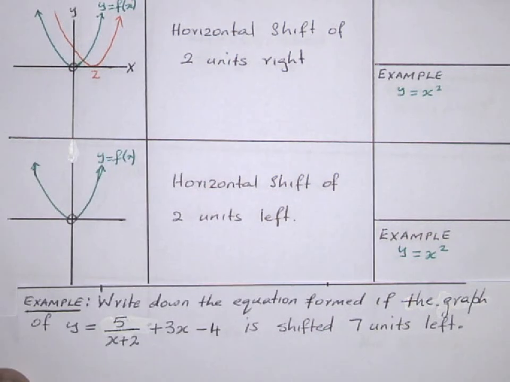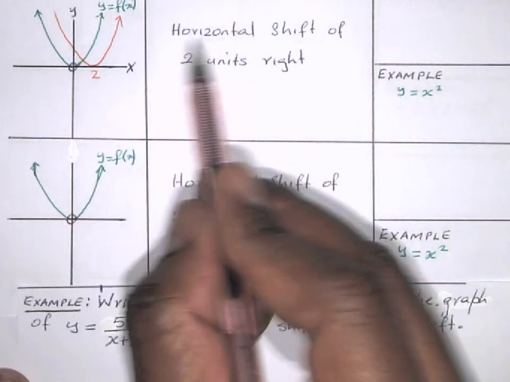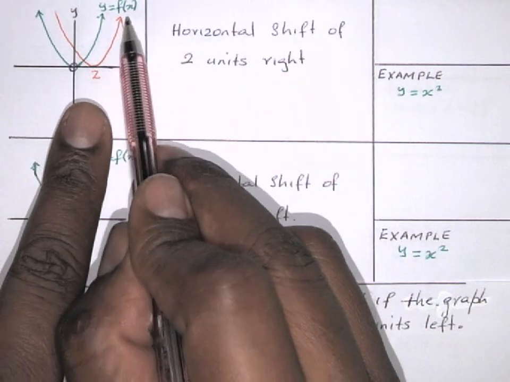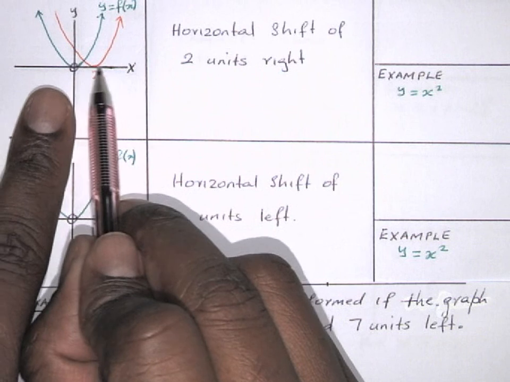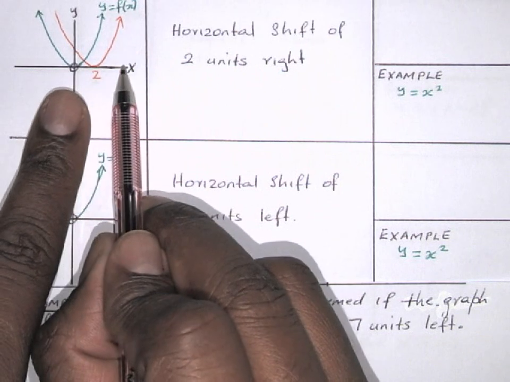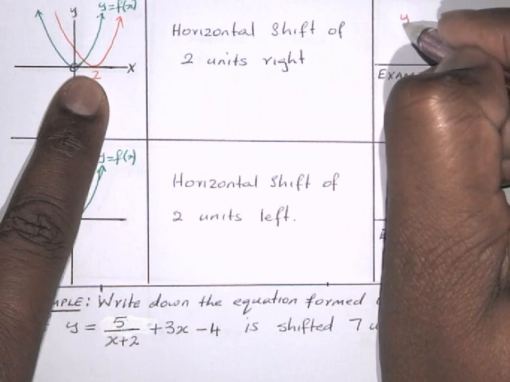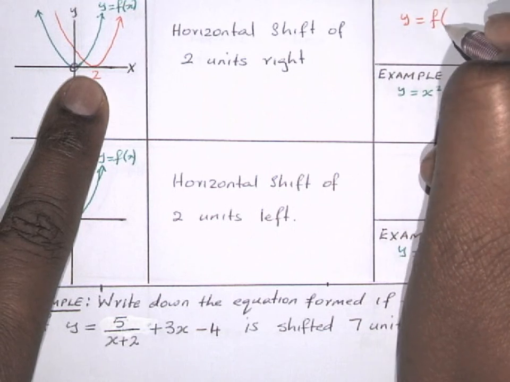So in this case, when that happens, how do you write the new equation? It was the same equation, but because I'm affecting the x, if you affect the x, you must always put things in brackets. So therefore now this is y is equal to f of x.